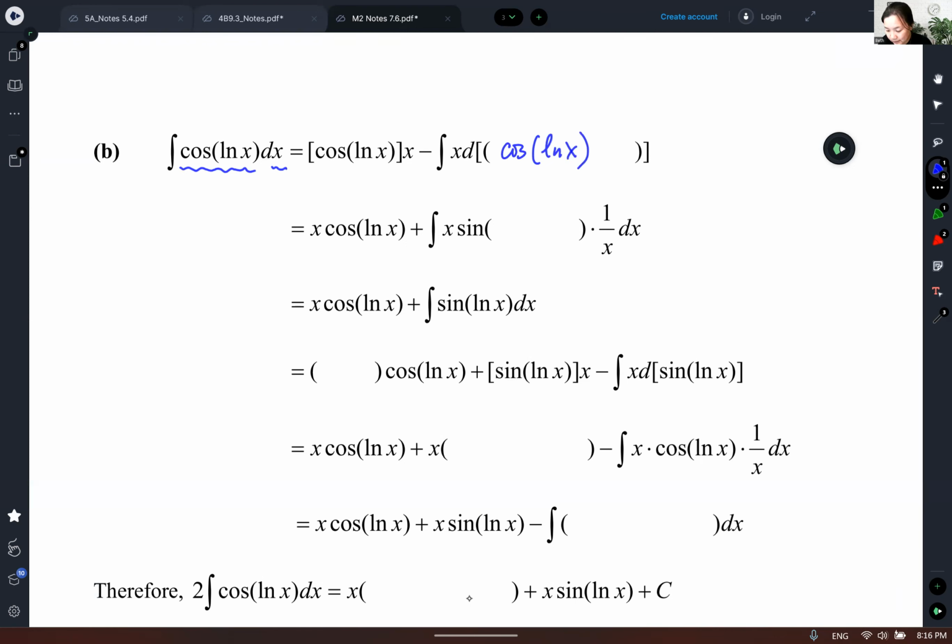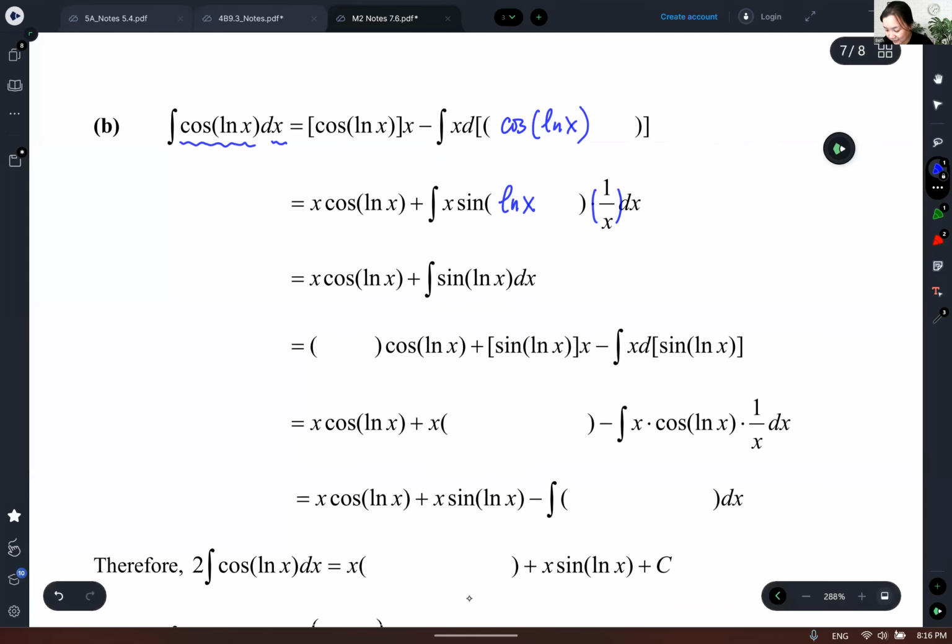Okay, and then I need to simplify. Now d cosine log x, that is sine log x, and then 1 over x. Now 1 over x here is d log x. So that is the chain rule itself. So here it's simplified as x cosine log x plus sine log x, like that.